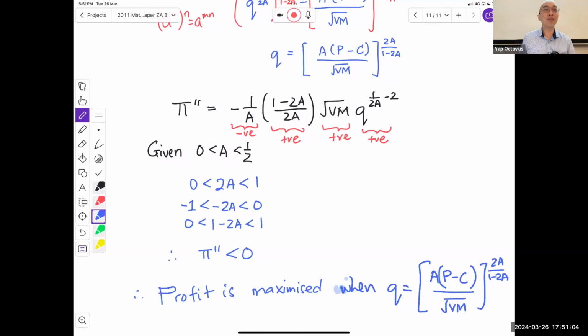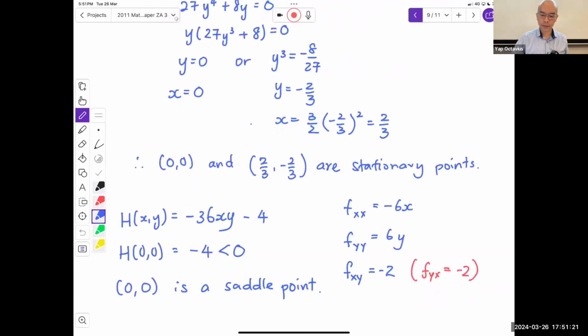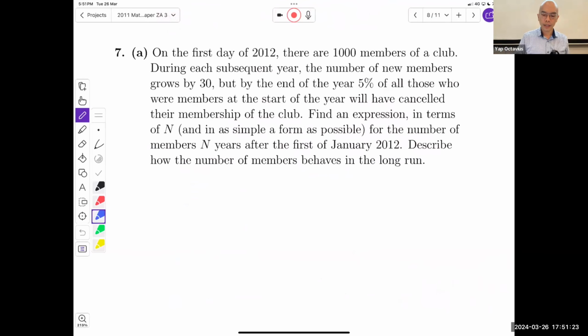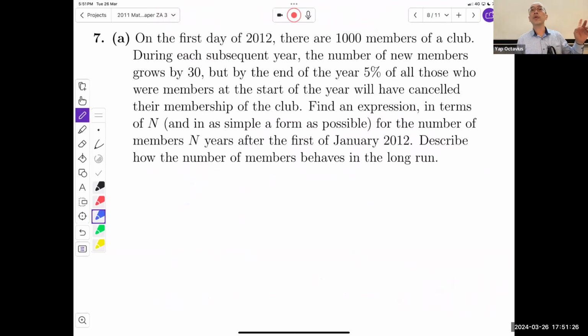Let's do the series first, because series, you all always will skip. The series question is at question 7A. This one. You see, this series question no longer is a banking application. Usually you have people save money, and then save money again. But this one don't have. This one talks about membership.